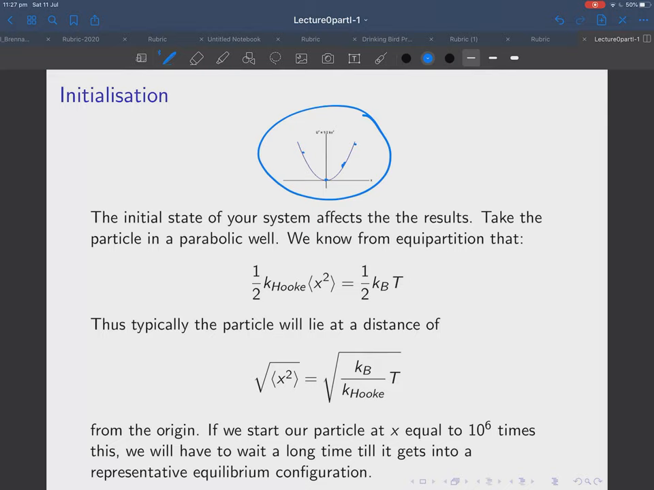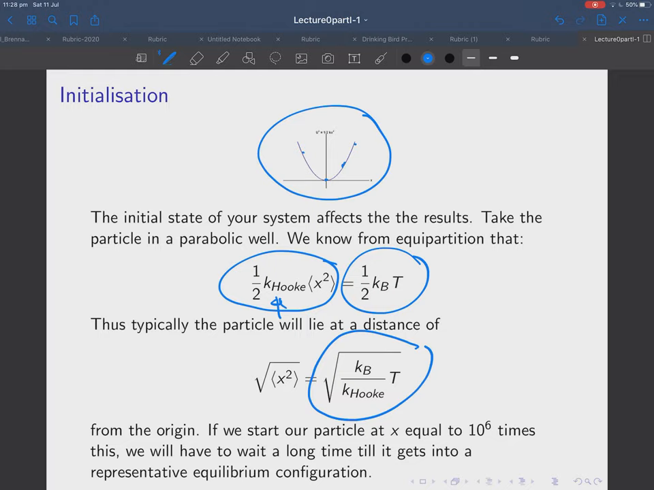So, suppose we have a particle in a parabolic well, with k_Hook as our spring constant. Then we know from equipartition that this is true. Equipartition tells us that every quadratic degree of freedom gives you half kBT in the energy, and so therefore this, which is the energy associated with the spring, the well, must be equal to half kBT. So from that you can estimate the typical distance at which the particle lies from the origin. The square root of the average value of x squared is the square root of kBT divided by the spring constant.